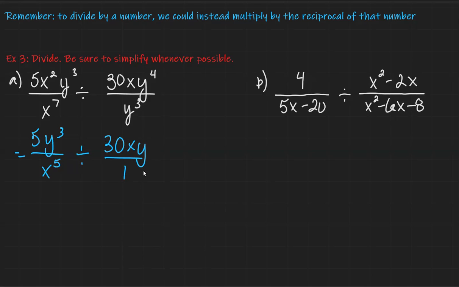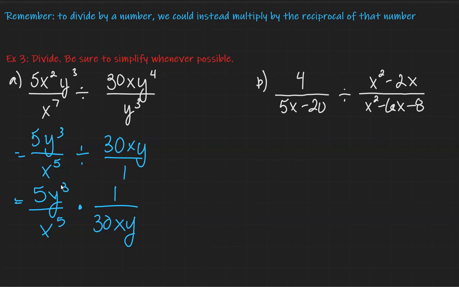All right, if we're dividing by this, we keep the first fraction the same. And then we multiply by the reciprocal. So 1 over 30xy. All right, so far so good. We can use kind of that same trick.